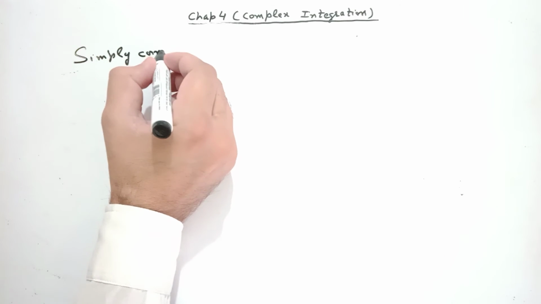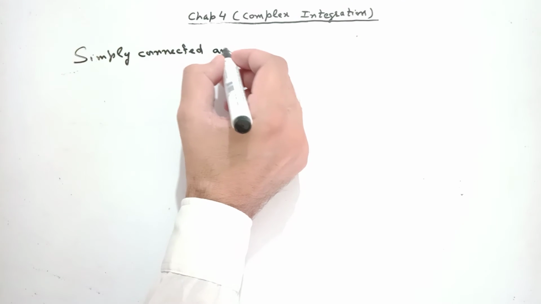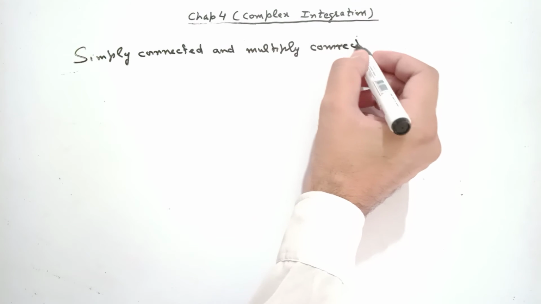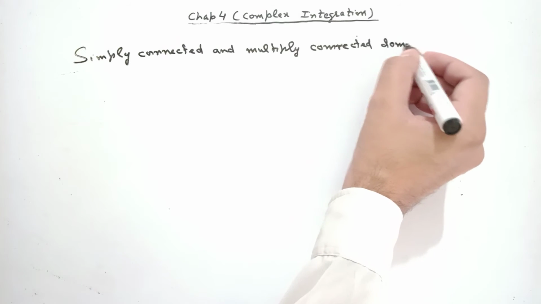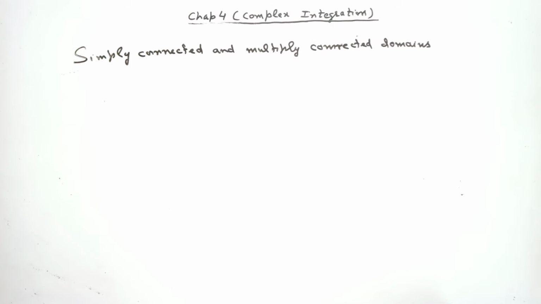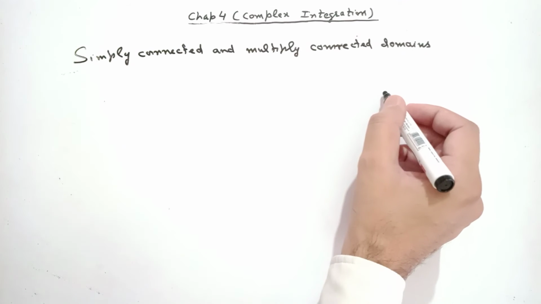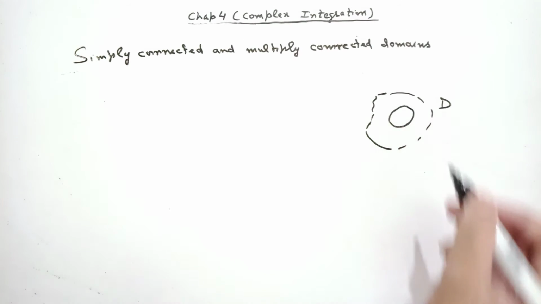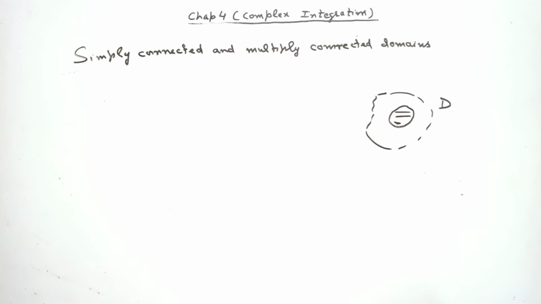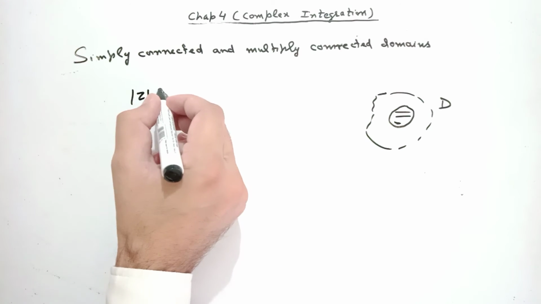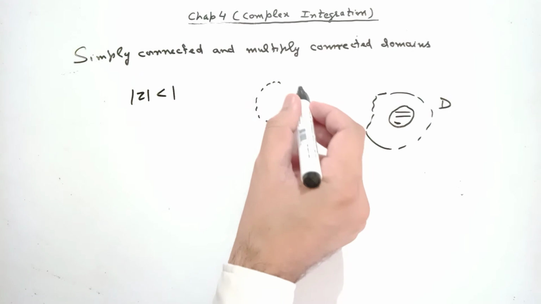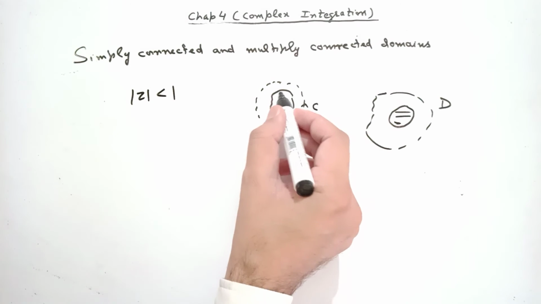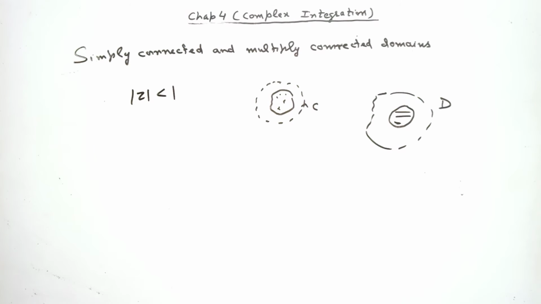Next, simply connected and multiply connected regions. A domain D is said to be simply connected. Say you have a domain here. It is said to be simply connected if you consider any closed curve inside D, then it carries points of D only. For example, consider this domain. This is a circle. If you consider any closed curve inside this circle, then these points are also the points of this circle, correct? So it is simply connected.